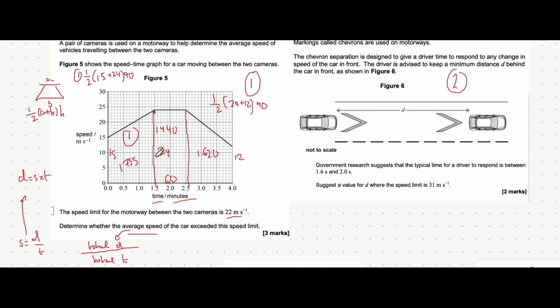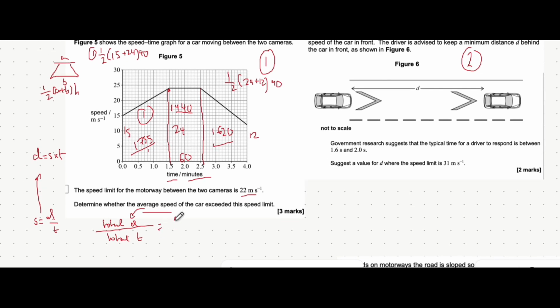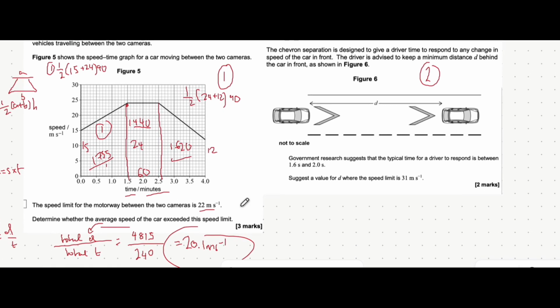Adding up these three values here, so 1755 plus 1440 plus 1620, they add up to 4,815 meters, which is the total distance traveled, and then you divide that by the total time taken for the whole journey. So like I mentioned, that's 4 minutes, but we have to convert that into seconds by multiplying by 60. 4 times 60 is 240, so you divide by 240, and you get a value of 20.1 meters per second. Does this exceed the speed limit? No, it doesn't, because it's less than 22, which is the speed limit.